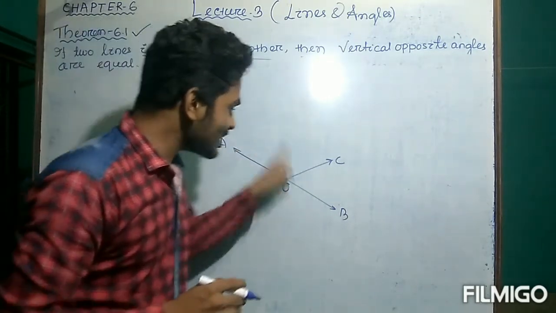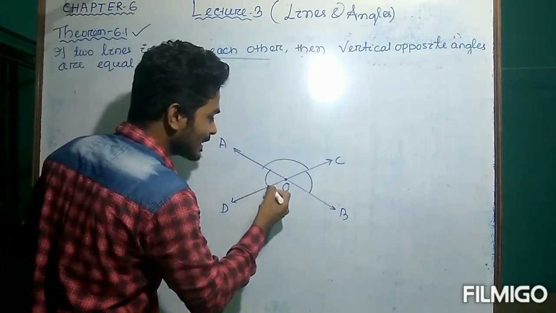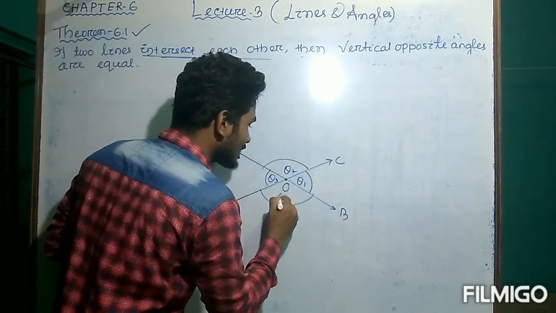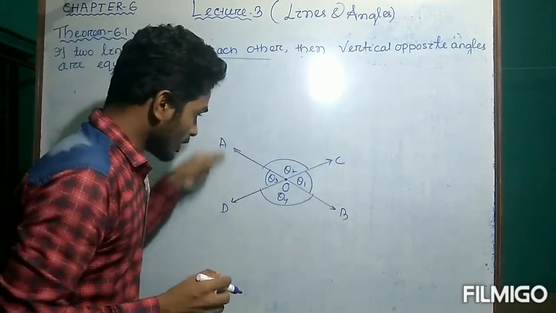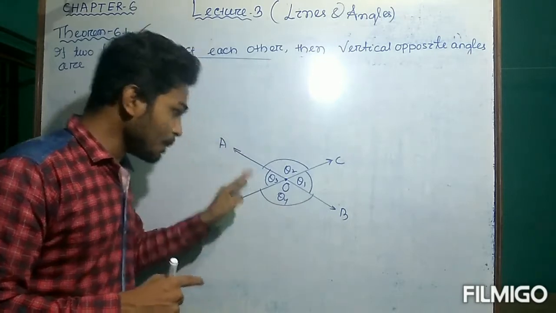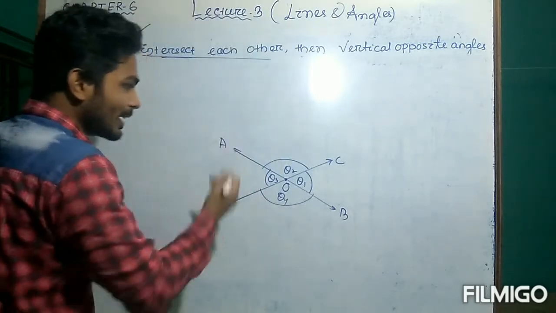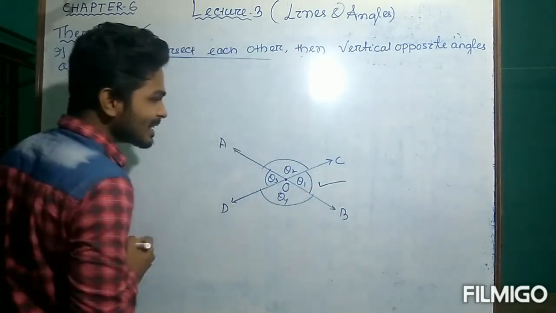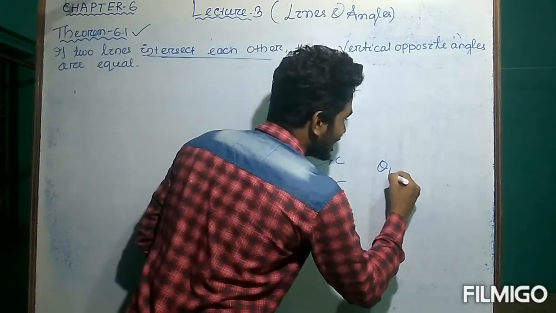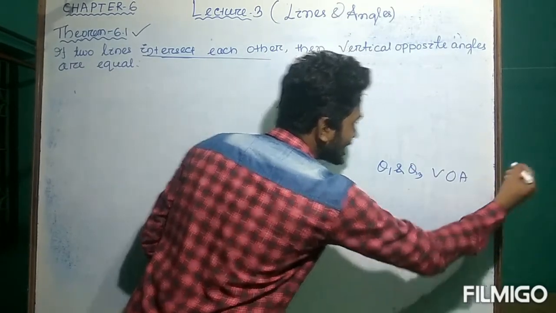Then tell me, how many angles are formed here? Here 4 angles are formed: 1, 2, 3 and 4. Suppose this angle is theta 1, this is theta 2, this is theta 3 and this is theta 4. So whenever two straight lines intersect each other, 4 angles are formed, out of which two pairs of angles are vertically opposite angles, as I have already taught you. So here this angle and this angle are vertically opposite angles. So you can write theta 1 and theta 3 are vertically opposite angles.